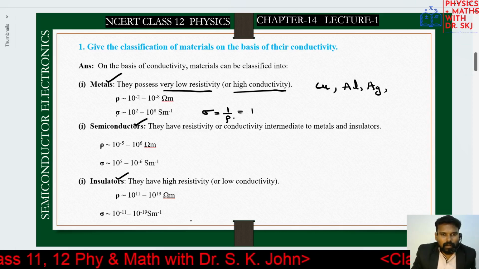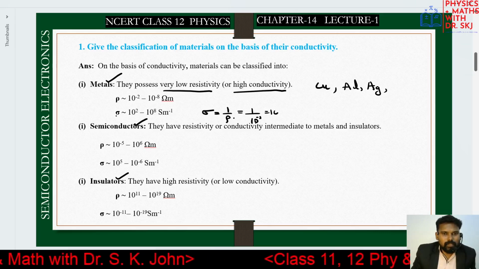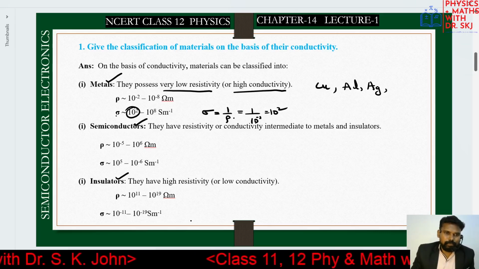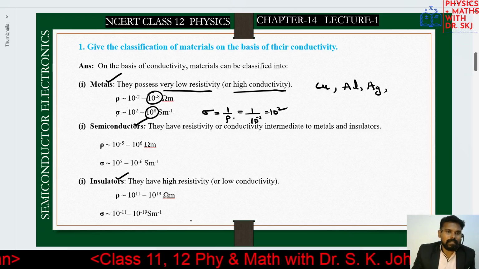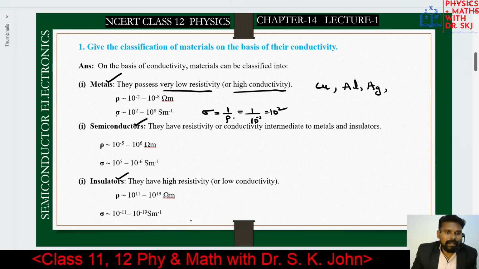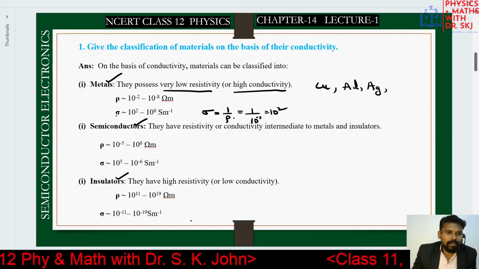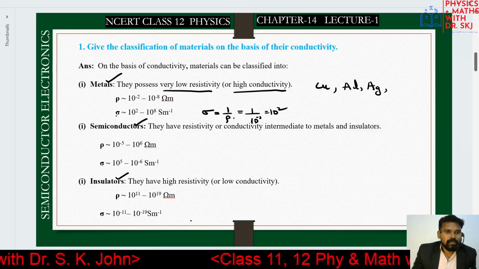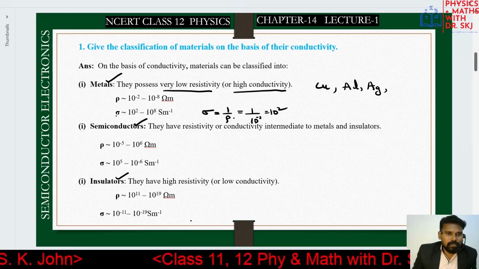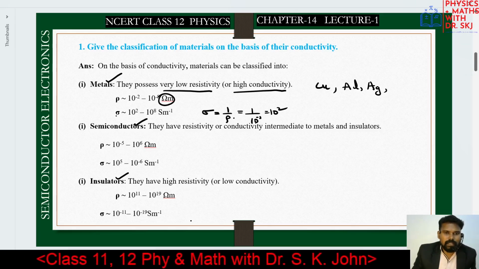So when you find 1 by 10 raised to minus 2, it is 10 raised to 2. That is the conductivity. Here it is 10 raised to minus 8, so here it is 10 raised to 8. So when you write the conductivity, it is in the range 10 raised to 2, I mean 100, to 10 raised to 8. 10 raised to 8 is 10 crores. The SI unit used is Siemens meter inverse. Siemens, that's the reciprocal of this.